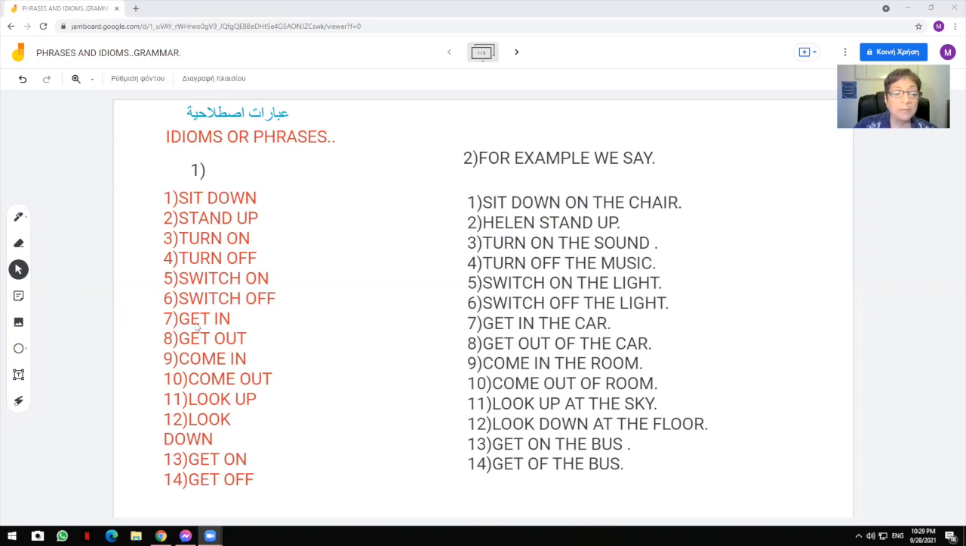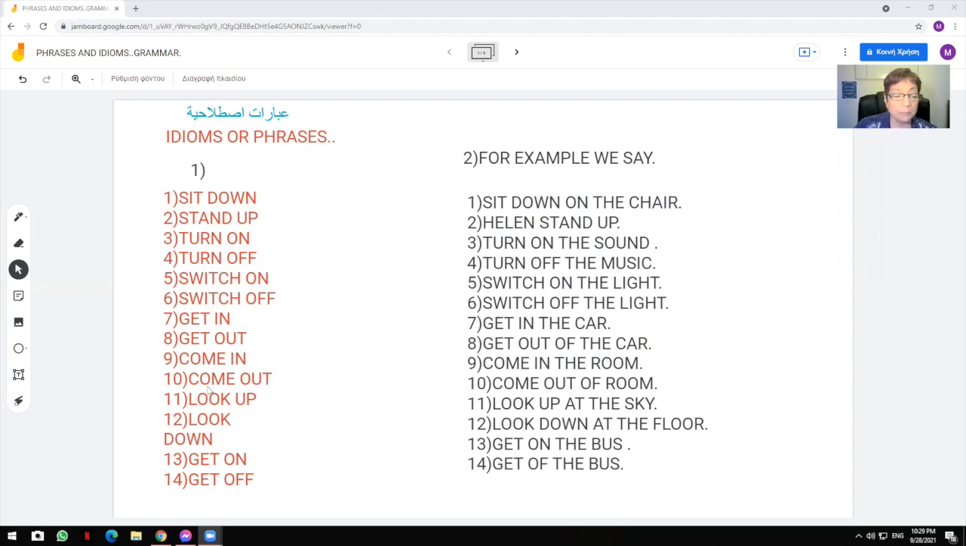Number seven says get in. Get in, يعني خش جوه. Number eight, get out, يعني اخرج. Number nine is come in, يعني تعال جوه. Ten, come out, يعني تعال بره.